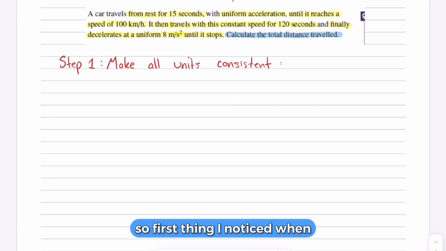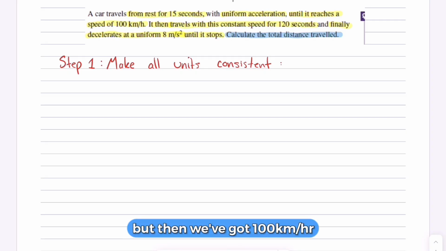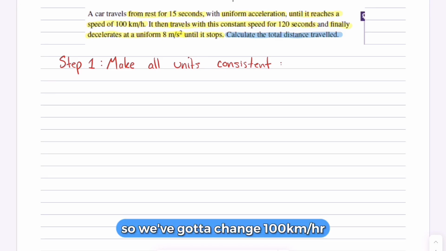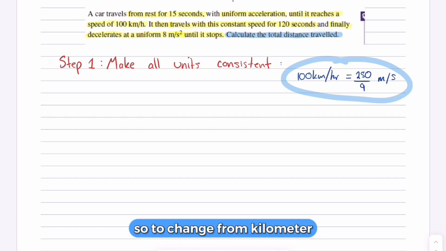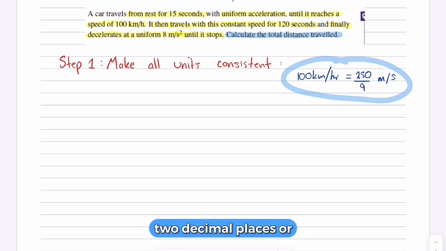Step 1, what we're going to do, so first thing I noticed when I read this question is we've got 15 seconds, we've got 120 seconds, we've got 8 meters per second squared, but then we've got 100 kilometers per hour. So we've got to change 100 kilometers per hour into meters per second just to make sure that the units are all consistent. So to change from kilometers per hour to meters per second, I just divide by 3.6 and I've left my value here as an exact value so that I'm going to get the most precise answer possible rather than rounding off to 2 decimal places or something like that.